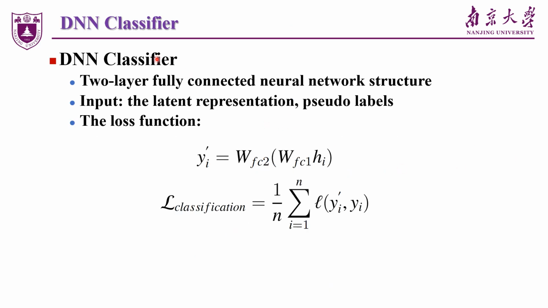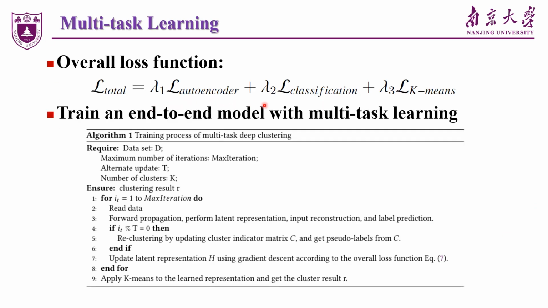The third part is a deep DNN classifier. It is a two-layer fully connected neural network. It takes the latent representation and the procedural labels as input to train a classifier which intends to minimize the classification error. All three parts of the loss functions are combined together to form an end-to-end model, which is trained with a multitask learning algorithm.